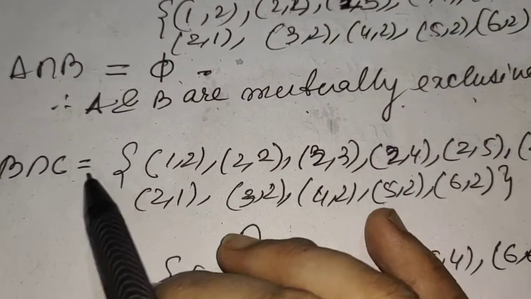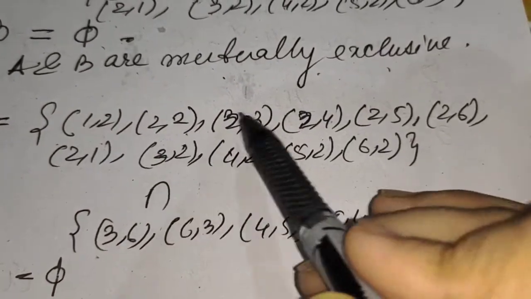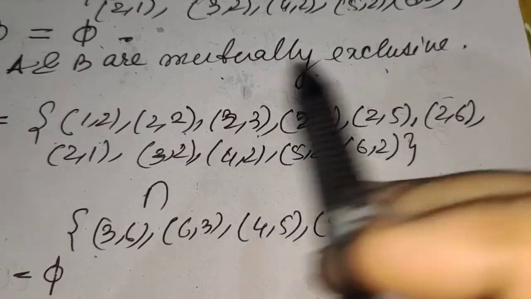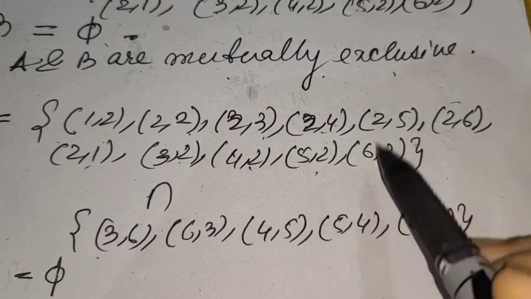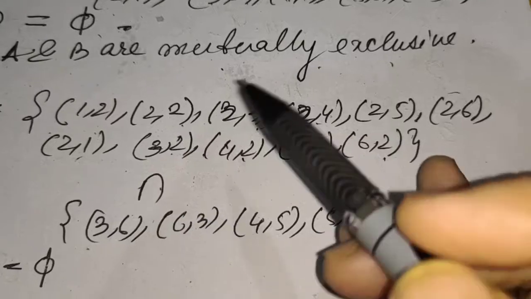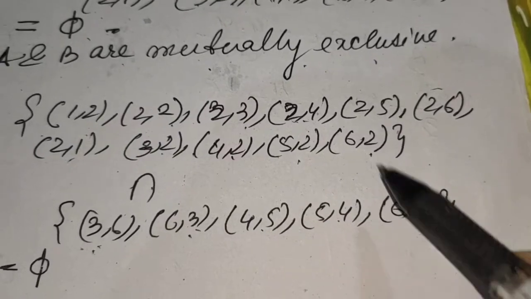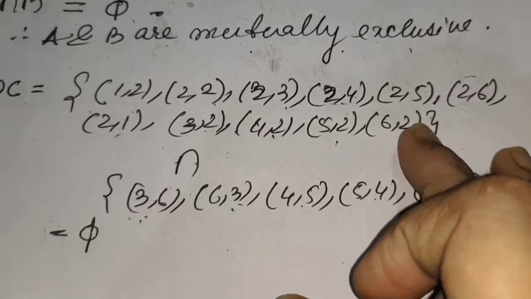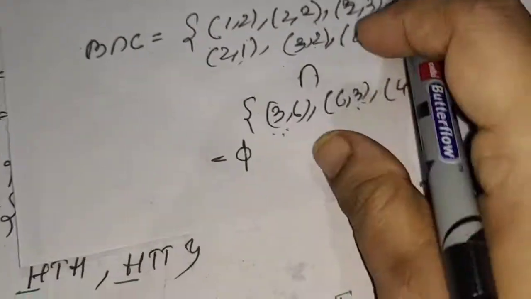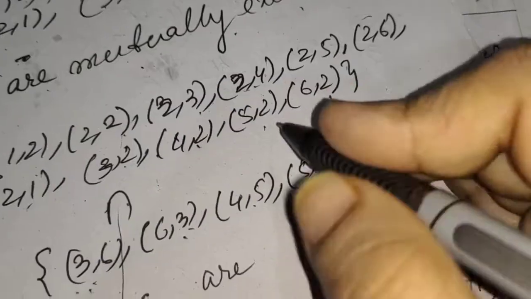So A and B are mutually exclusive. Now let us check B intersection C. In case of B intersection C, it is (1,2), (2,2), (3,2), (4,2), (5,2), (6,2), (2,1), (3,2), (2,4), (2,5) and (6,2). Then after that, intersection (6,3), (3,6), (3,6), (6,6), (3,4), (5,5), (4,6), (6,6). Again, among these elements, there is no common element. So it is also phi. So we can say that B, C are mutually exclusive.